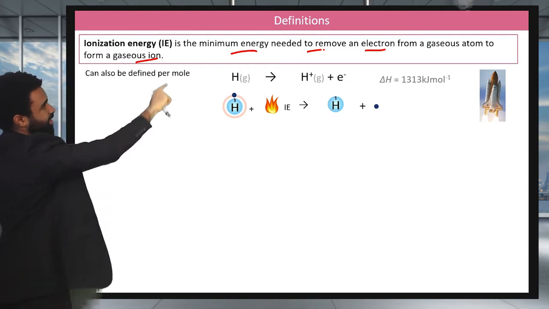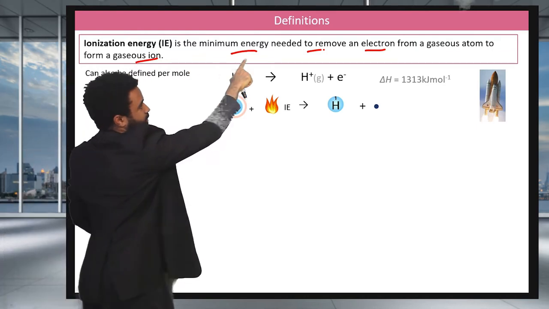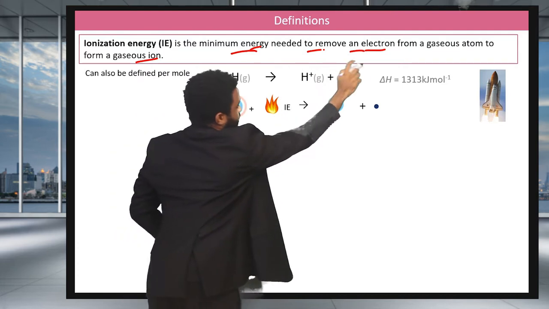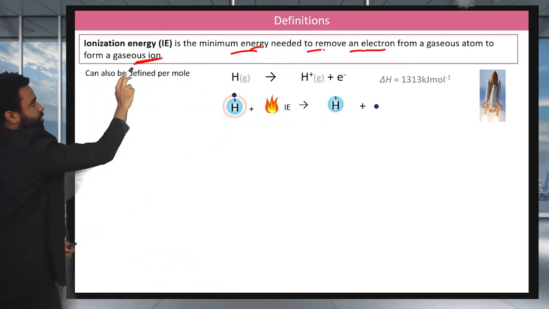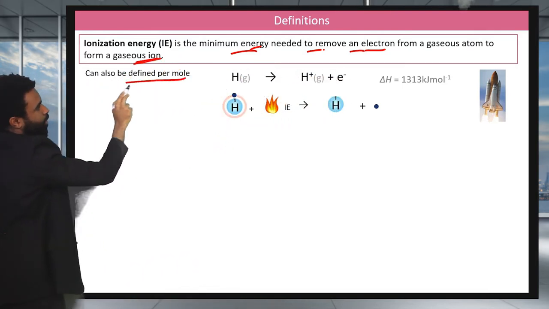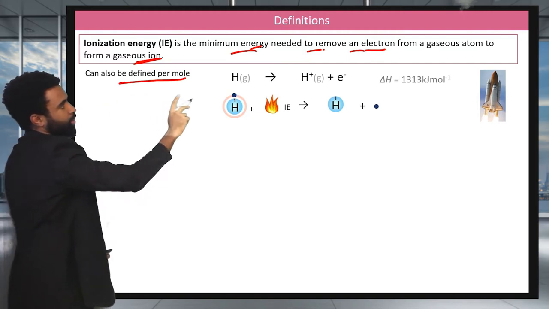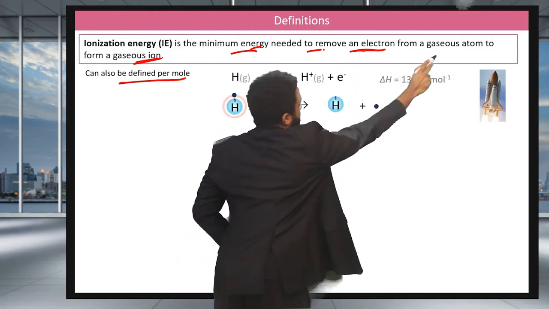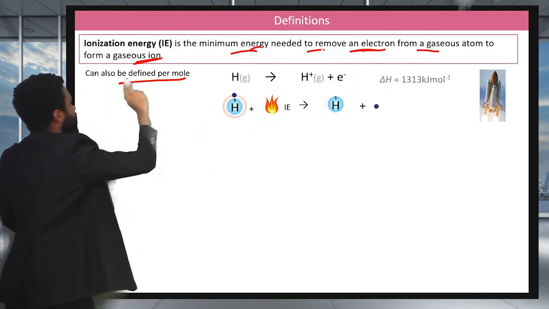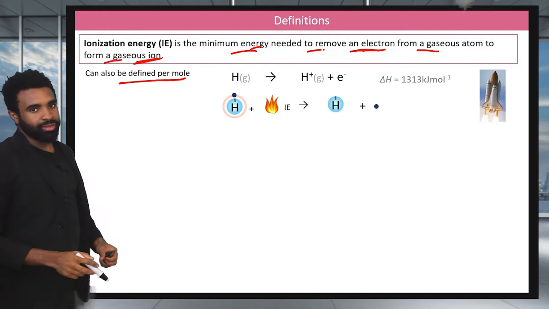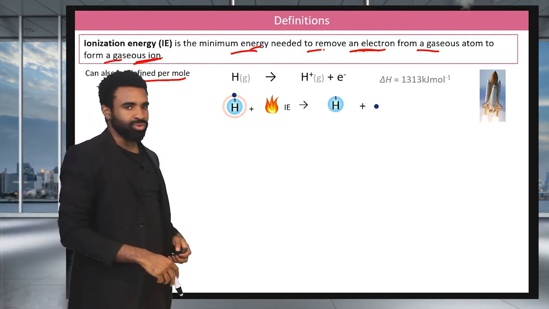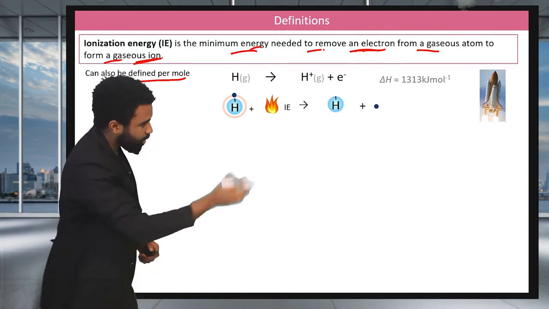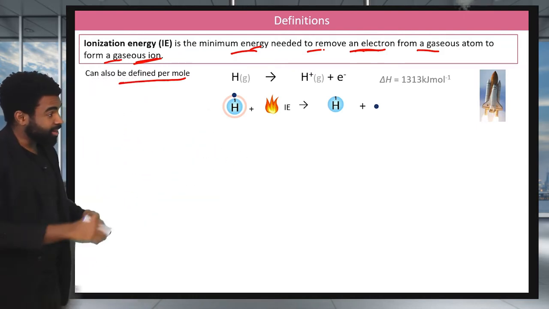So the definition we have here is for just one electron: the amount of energy needed to remove an electron from a gaseous atom to form a gaseous ion. We could also define this per mole. So we could say the amount of energy needed to remove a mole of electrons from a mole of gaseous atoms in order to form a mole of gaseous ions. A mole is just 6.02 times 10 to the 23, right? You should know this by now. So that's how we define the general ionization energy.